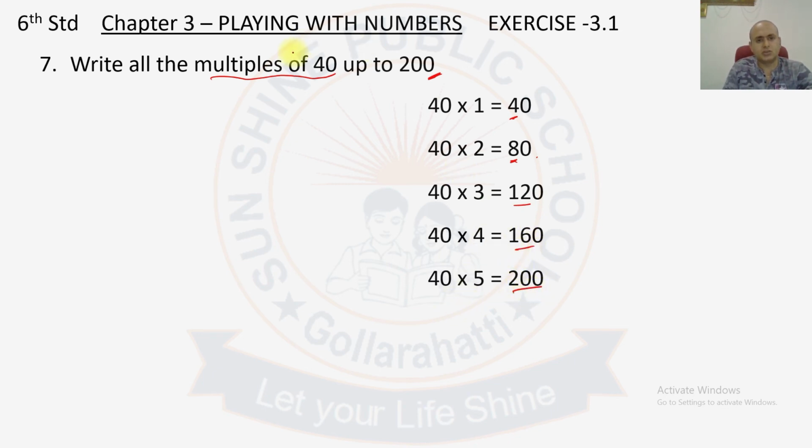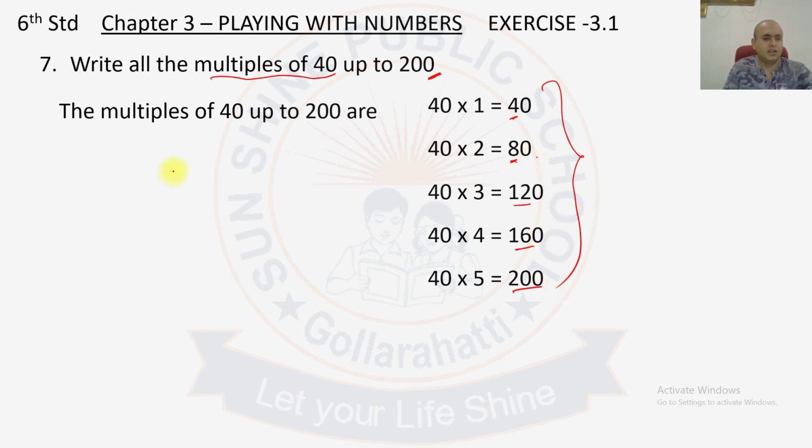So here they have asked to write multiples up to 200. That means you have to write up to 200. The multiples are 40, 80, 120, 160 and 200. Therefore the multiples of 40 up to 200 are 40, 80, 120, 160 and 200.